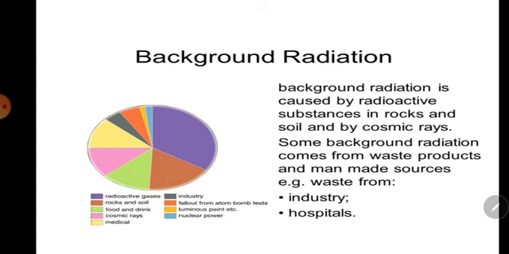Background radiation. Background radiation is caused by radioactive substances in rocks and soil, and by cosmic radiation. Cosmic radiation is radiation that comes from the sun. Some background radiation comes from waste products and man-made sources, such as waste from industry, hospitals, X-rays. Background radiation is the radiation which remains in the air. It's called background radiation.